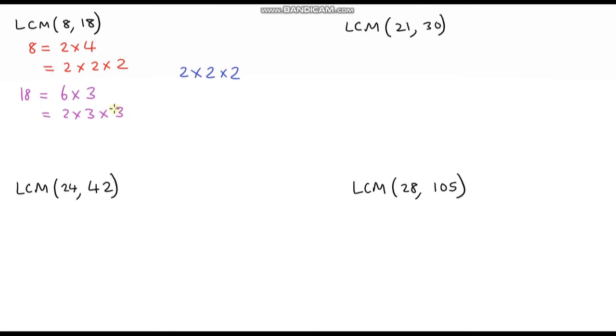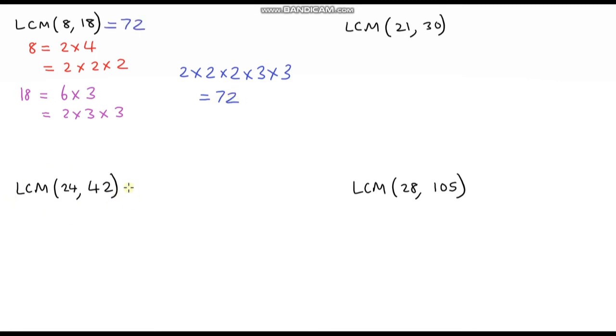It has to have a 3 times 3. We don't have any 3's at the moment, so we have to multiply on a 3 times 3. So times 3 times 3. So the 2 times 2 times 2 shows that it's a multiple of 8, and the 2 times 3 times 3 shows that it's a multiple of 18. So what is all of this business? Well, this first bit here is 8, 2 times 2 times 2, and then 3 times 3 is 9, so 8 times 9 is 72.